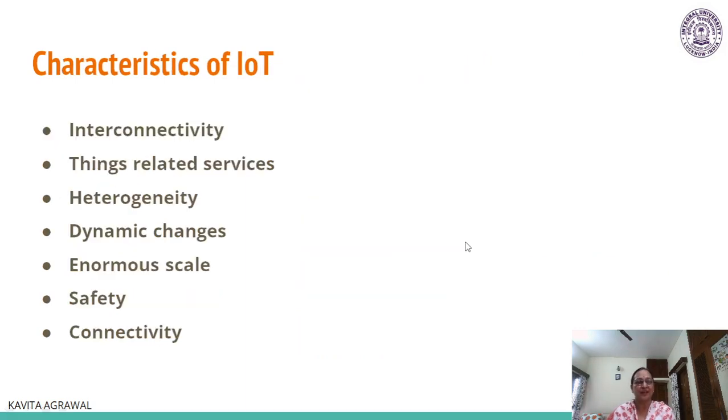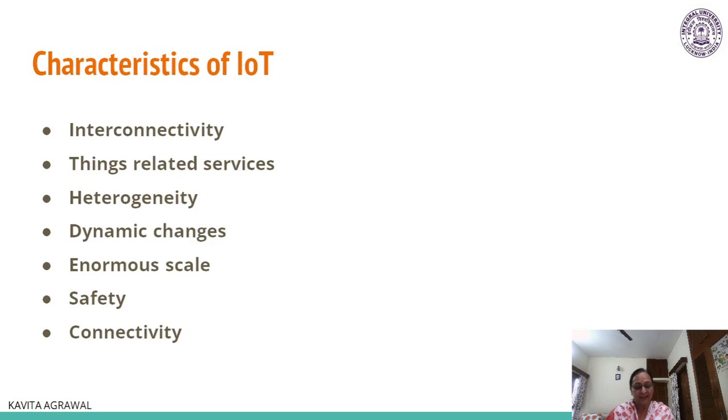If I look at the characteristics of Internet of Things, the first thing which comes to our mind is interconnectivity. All the devices, all the communication, and all the data which is being collected, processed, and then used for making intelligent decisions is all dependent on the interconnectivity. So interconnectivity is a very, very important characteristic of Internet of Things. We have to have proper interconnectivity for the successful working of any device which is on Internet of Things.